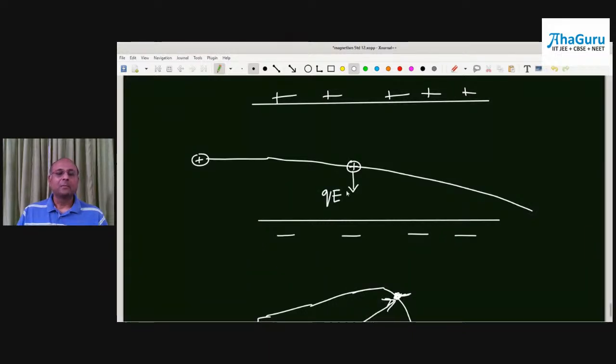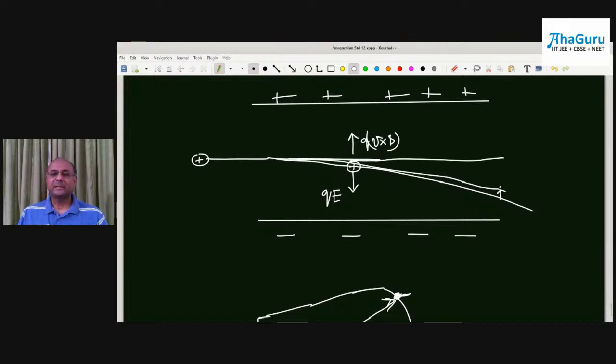QE. But now if it is possible for me to put in a B field that will give me a QV cross B, what is going to happen is that this point, instead of going and landing up there, may end up landing up there because QV cross B may not be just right enough. So it may go up a little bit. But if I can make this go up in such a way that there's no deviation at all, it just lands up right in the middle. Wherever it started, it without deviation lands up there.